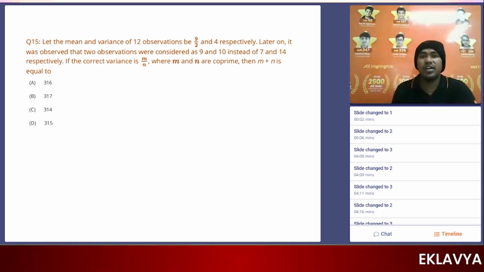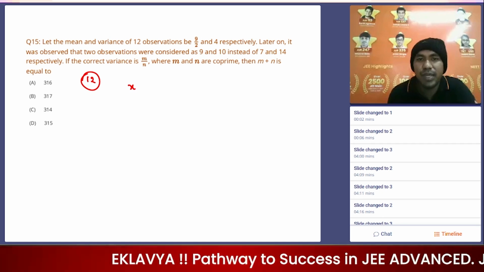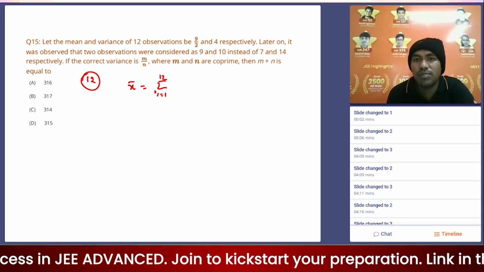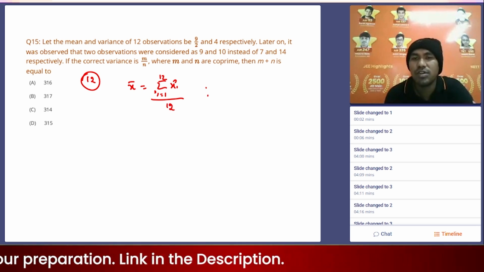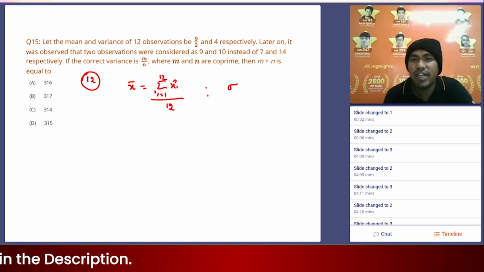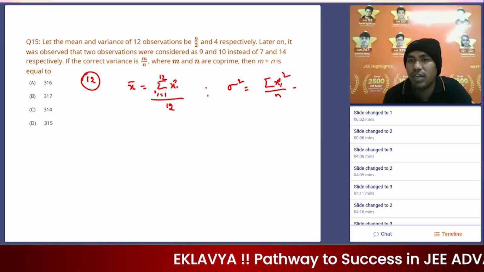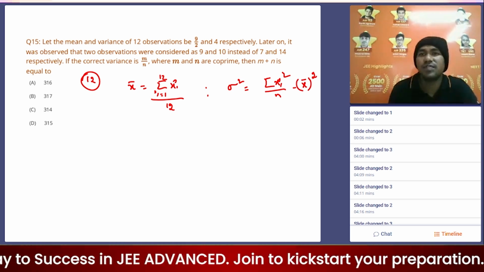Now let the mean and variance of 12 observations. So 12 observations they mentioned. The mean, we know, is equal to the sum of all those 12 observations upon the number of observations, which is 12. And they have given the variance also. We know the variance, sigma square, is equal to summation xi square upon n minus the mean square. This is our variance formula, right?